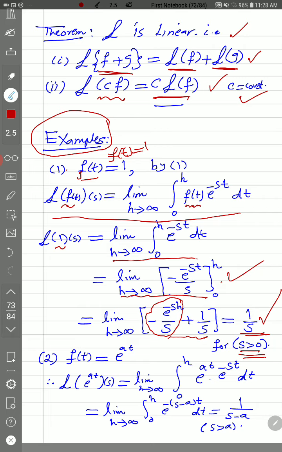Now the second example: I take f of t equal to exponential e to the power at. Here I take it a little more general. If you put a equal to 0, this is 1, the same as example 1.